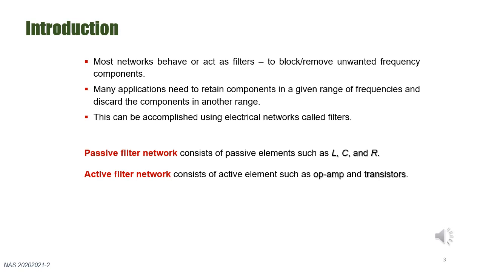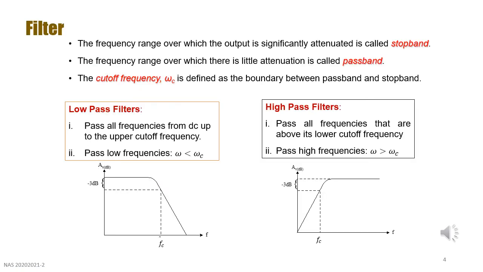Generally, a filter is used to filter out or remove unwanted frequency components, while retaining components in a given range of frequencies. There are 2 types of filters, which are the active and passive filters. We are going to discuss passive filters in this course. The frequency range over which the output is significantly attenuated is called stopband, while the frequency range over which there is little attenuation is called passband.